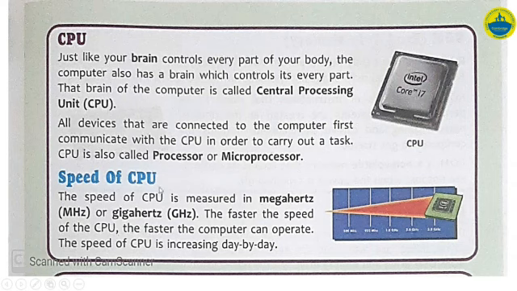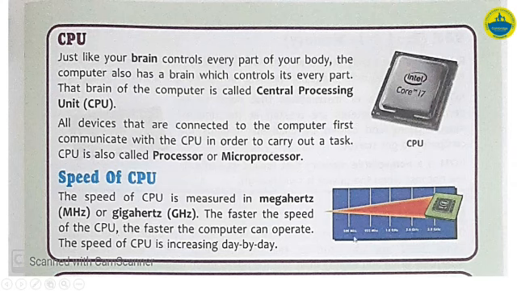Next is the speed of the CPU, with how much speed it works. It is always measured in megahertz or gigahertz. Like when we want to measure the weight of some solid thing, we measure the weight in kilograms or grams. And if you want to measure speed, then we measure it with some unit. Similarly, if you want to measure how fast the CPU works, we measure it in megahertz and gigahertz.